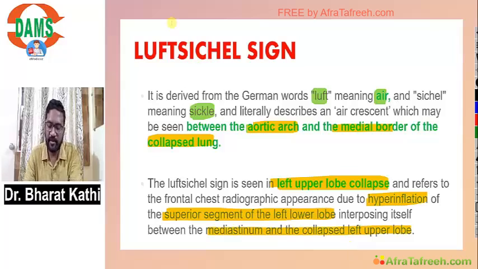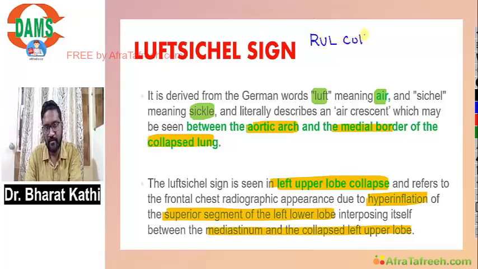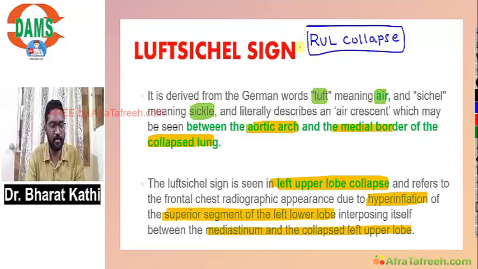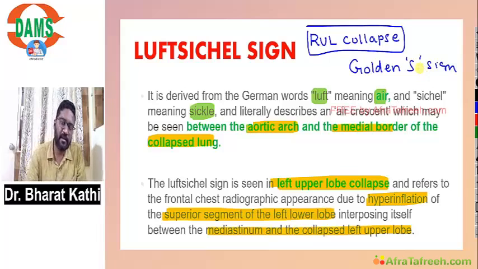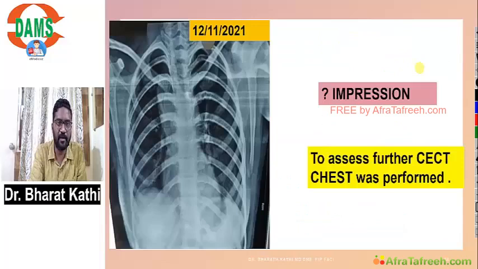So can you say a sign with right upper lobe collapse? This left sickle sign is for left upper lobe collapse. In right upper lobe collapse, there is a classical sign called the Golden S sign. So when you see right upper lobe collapse, you could see a sign called the Golden S sign. This also you should know. Left upper lobe collapse is the left sickle sign, whereas right upper lobe collapse, you can see a Golden S sign.